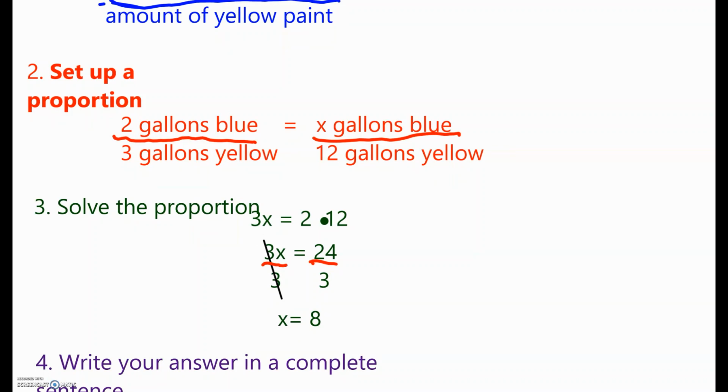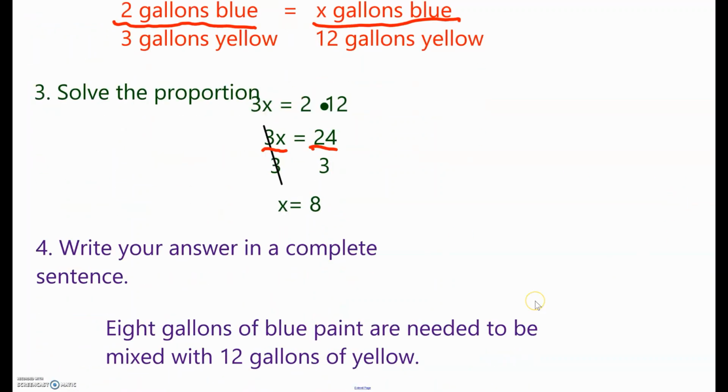If you're using common factor, then you want to show what factor you multiplied by to get there. So in this situation, you would multiply by 4. So 3 times 4, you're going to show that. And then 2 times 4 will give you 8. So you want to show that in your proportion. And then writing your answer in a complete sentence. So if you're using Kami, or another PDF editor, this is what your work should look like with a complete sentence.